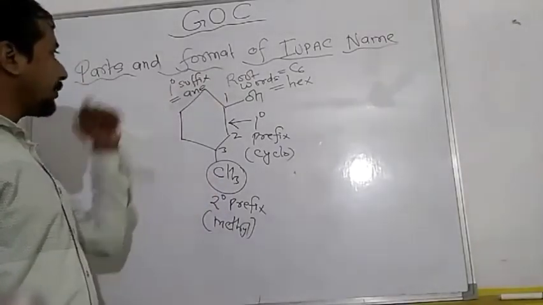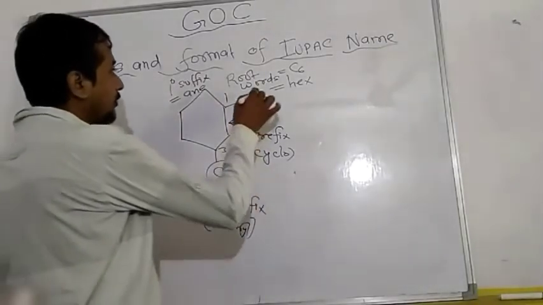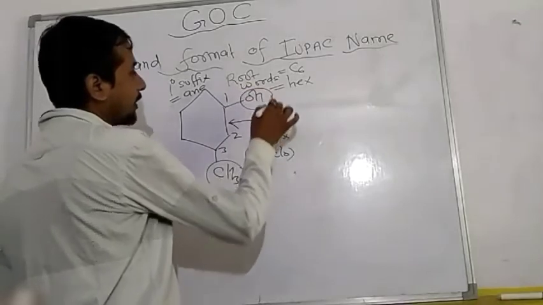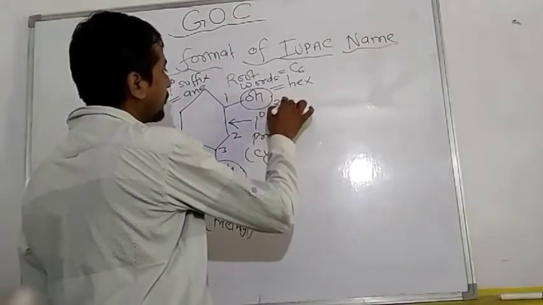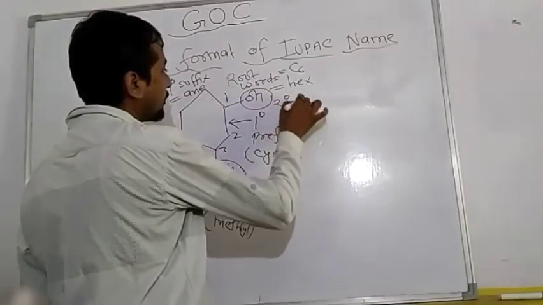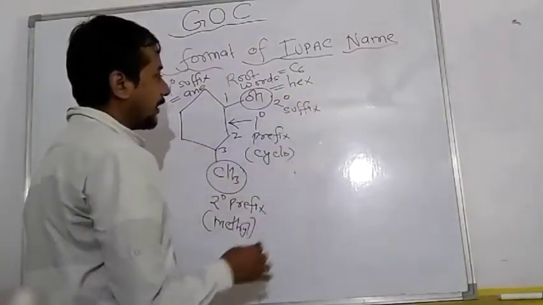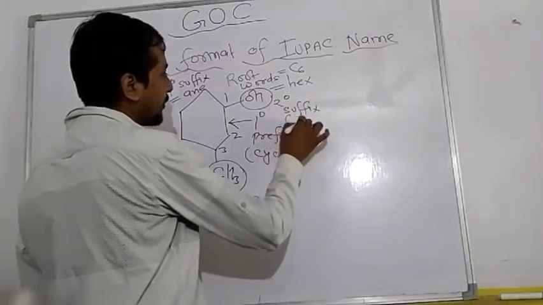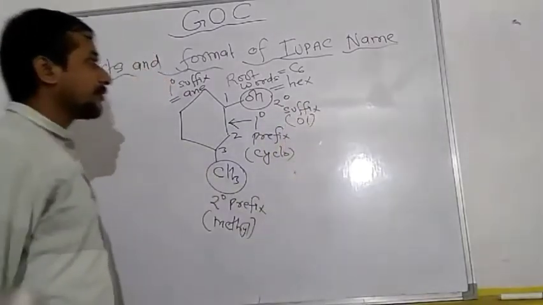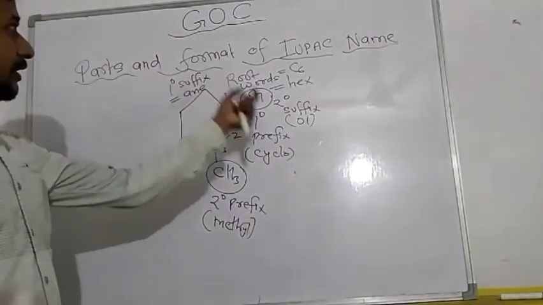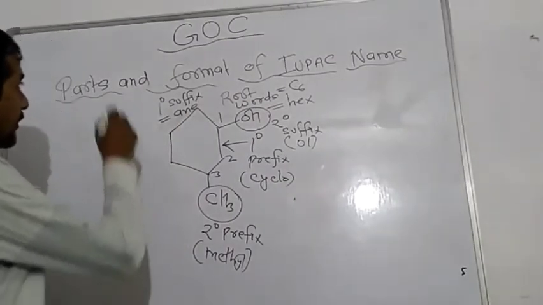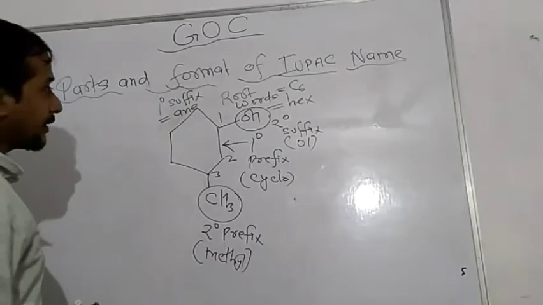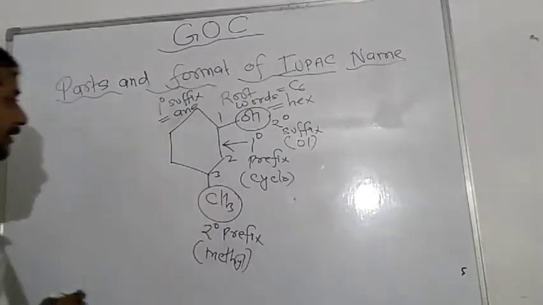So here the 1 degree suffix is "ane". Now this OH is a functional group, that is alcohol, so that's why this denotes the 2 degree suffix, and the name of this 2 degree suffix is "ol". So these are the parts and format of IUPAC nomenclature. Now following the parts and format of nomenclature, write the name of the given compound.